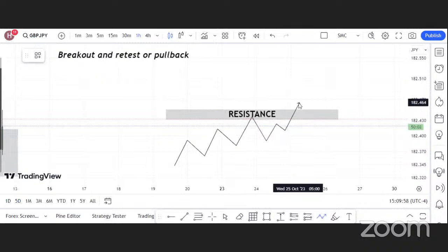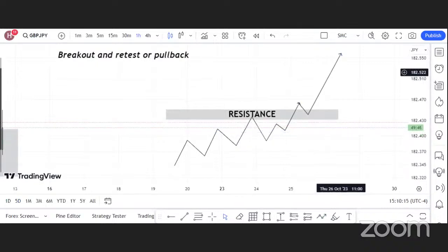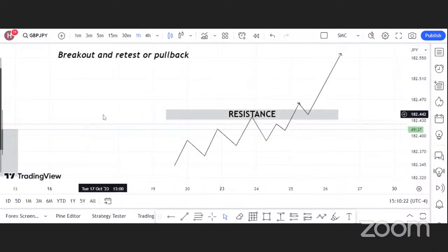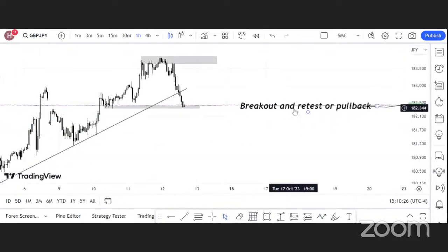It's not a resistance anymore. It's now a support. And what happens on the support? We expect the market to come into a support and continue to buy to the upside. So this is just it. That is all about pullback and retest. Guys, please take note of that. It's very important because you can't do without having your pullback and retest on trade.